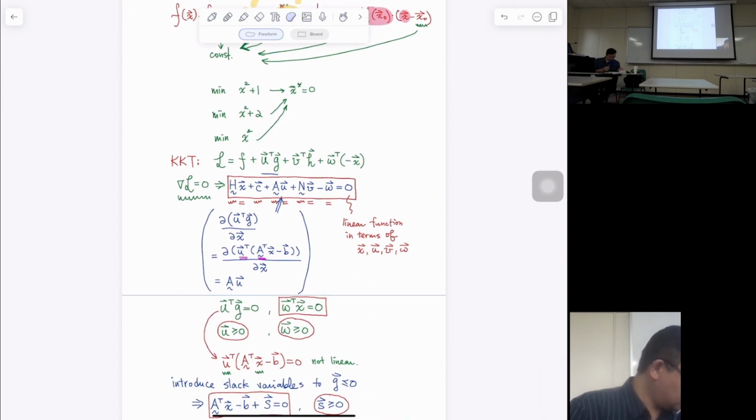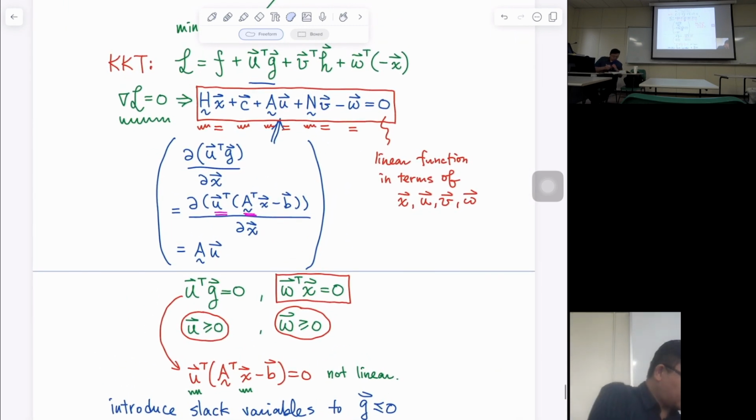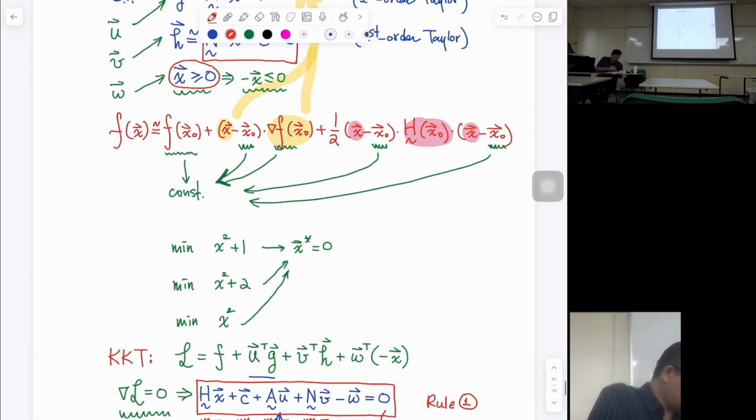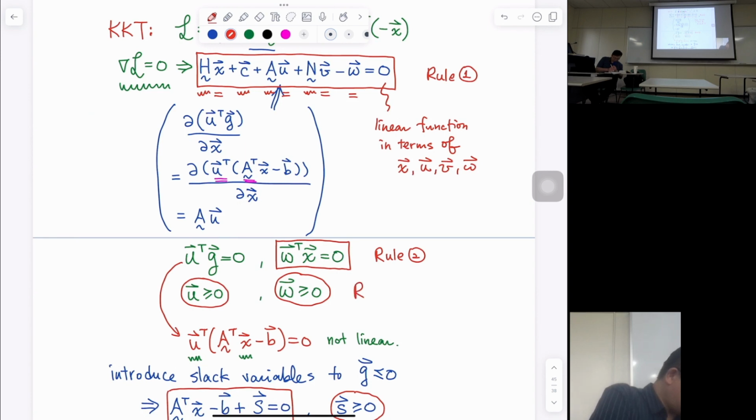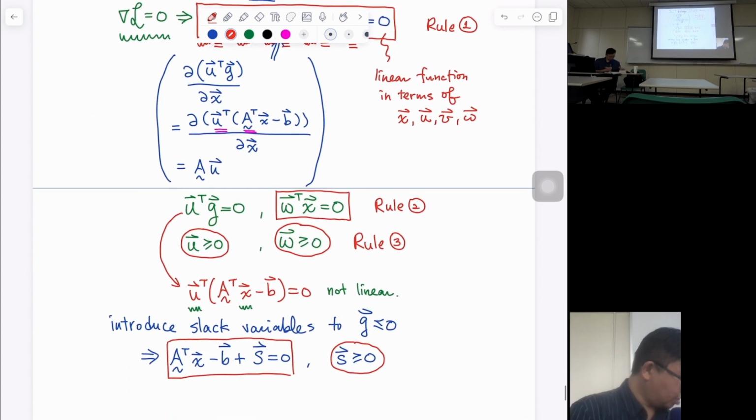Lagrangian, yes, we have this one. And Lagrangian said, this is basically Lagrangian rule number one, right? And this is rule number two. Number two, yeah, based on our numbering, yes. And basically this is rule number three. And we introduced slack variables because when we talk about rule number two, we cannot handle the nonlinear equation right here. That's why we decided to introduce slack variables.